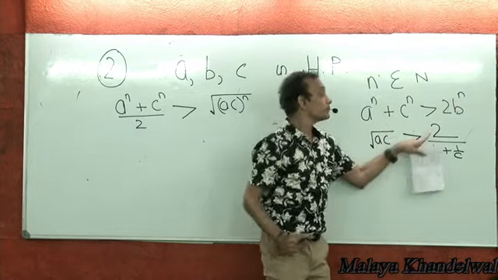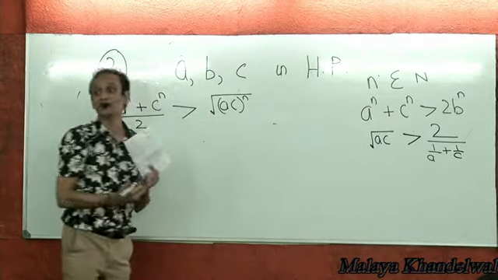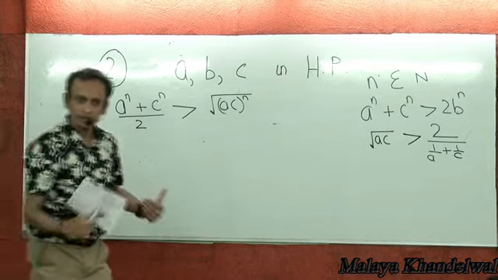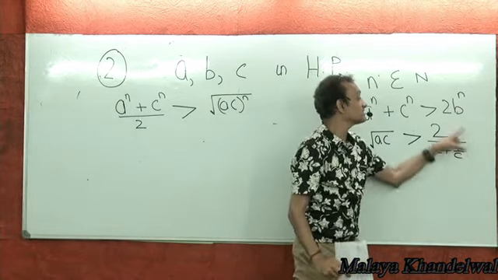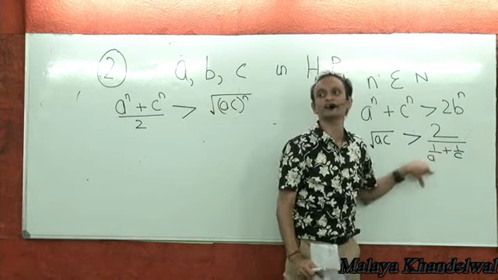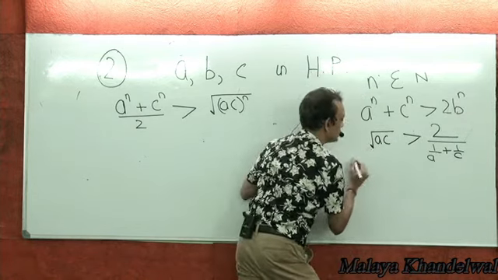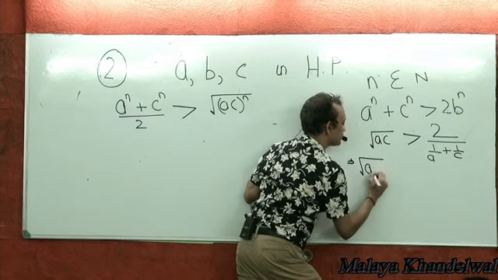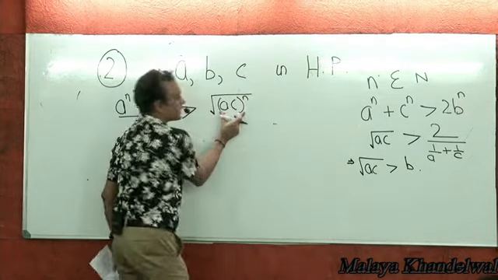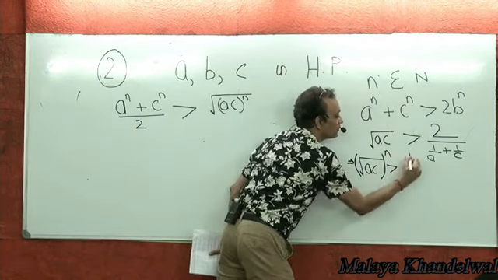Clear? But B is the harmonic mean of A and C. Why? Because A, B, C are in HP. So B is the harmonic mean of A and C. Yes or no? So if B is the harmonic mean of A and C, what should this be? B. It should be B. B is 2 divided by 1 by A plus 1 by C. So this should be B because B is the harmonic mean of A and C. That will lead us to root AC bigger than B. So this is root AC to power n. Root AC to power n will therefore be bigger than B to power n.